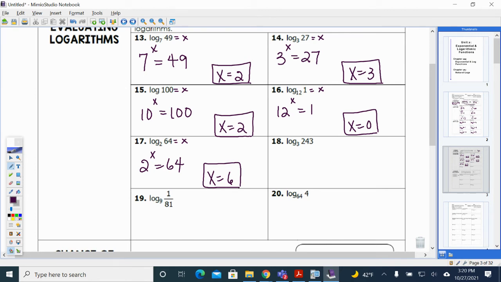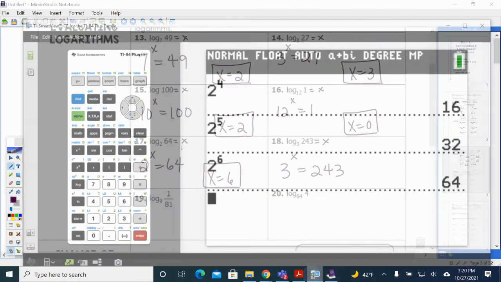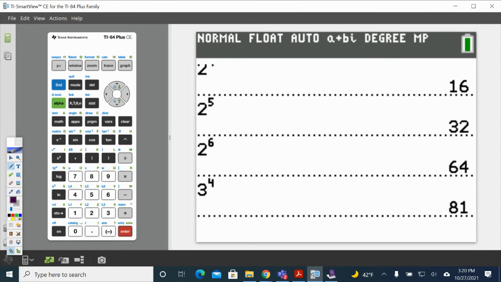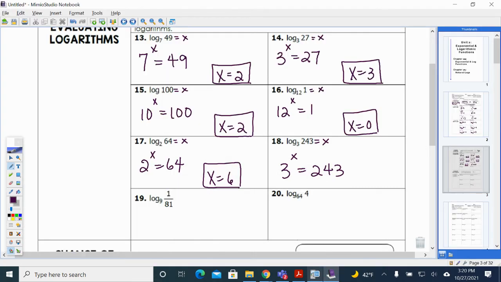Number 18, 3 to what power is equal to 243? This one's even more complicated than number 17. Let's grab a calculator. Let's say 3 to the fourth power. What's 3 to the fourth power? Not quite there. 3 to the fifth power, 243. So x is equal to 5.